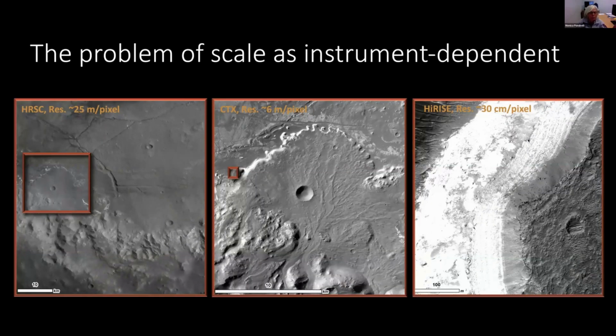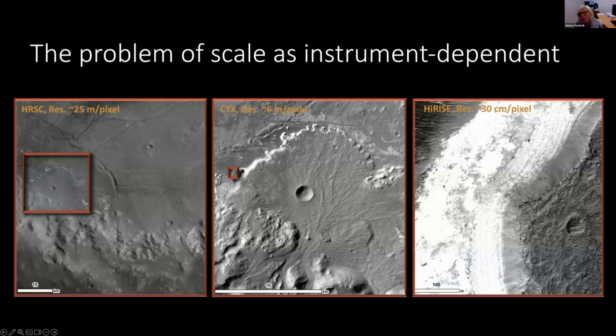I already mentioned the problem of scale as instrument dependent. Here we have the same area covered by HRSC with a resolution of 25 meters per pixel, and we can distinguish morphologies. If we switch to CTX images with a resolution of 6 meters per pixel, we can better discriminate this morphology. We can actually see that the fan-shaped deposits correspond to fans, and that there are channels on top of them. But we can also see two geological units, a light-toned one and a darker-toned one.